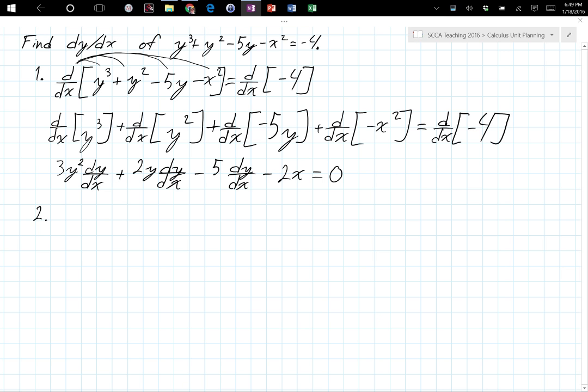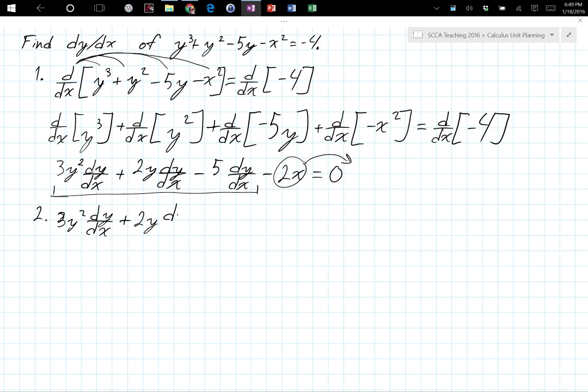Now we want to collect all the dy dx terms on one side. And there are all our y squared, our dy dx terms. So now I'm going to get this over here, and let's do that. 3y squared dy dx plus 2y dy dx minus 5 dy dx equals, my sign's going to change, so I end up with positive 2x.